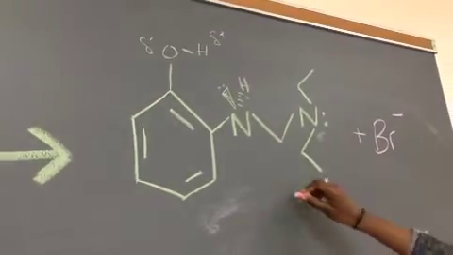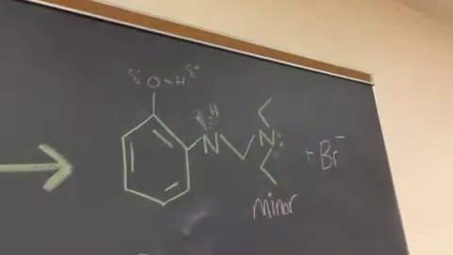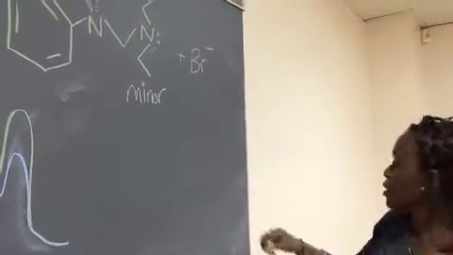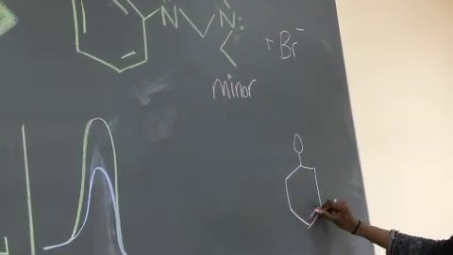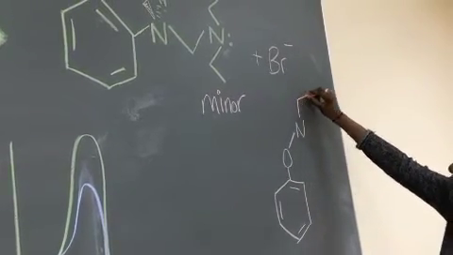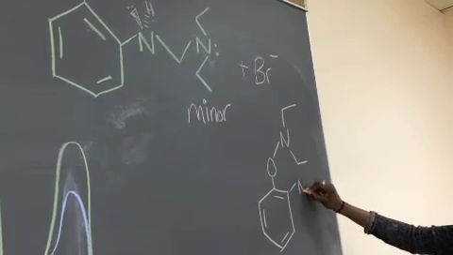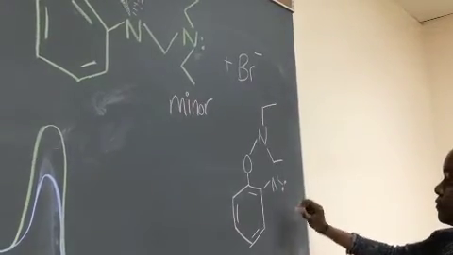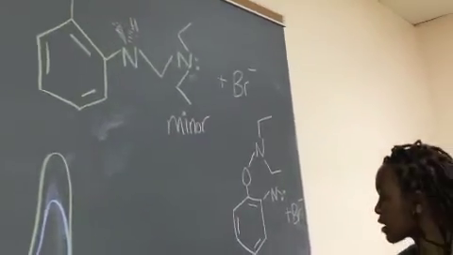This is our minor product from a whole reaction, but our major product is the one we previously showed you, which looks like this, plus the bromine with a negative charge. This is our major product.